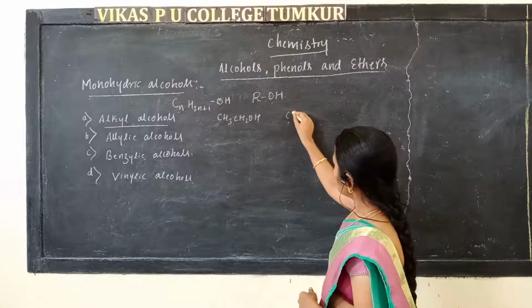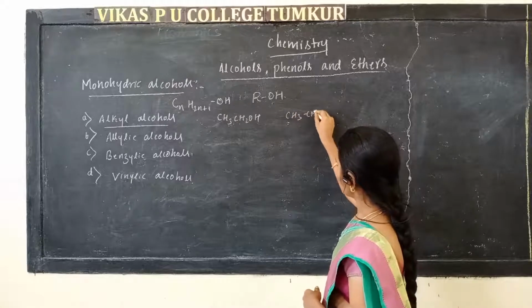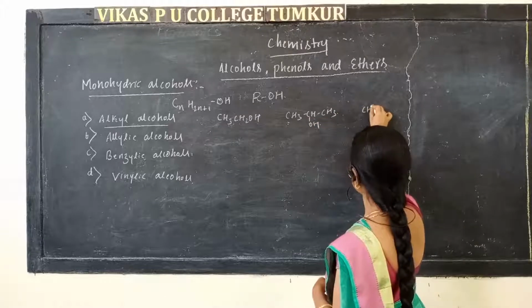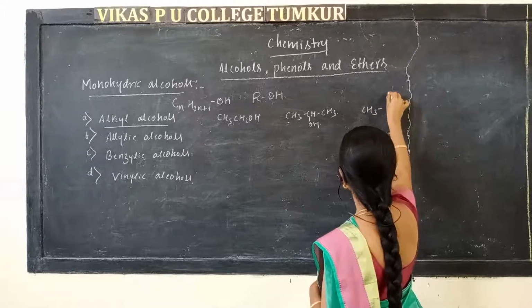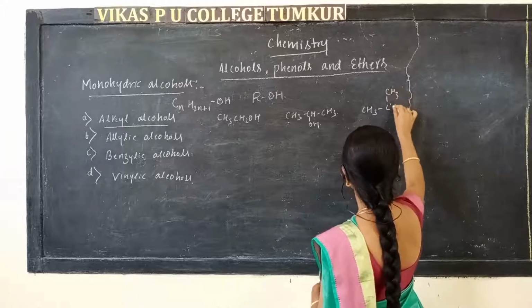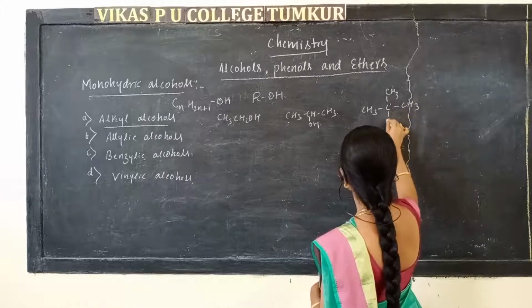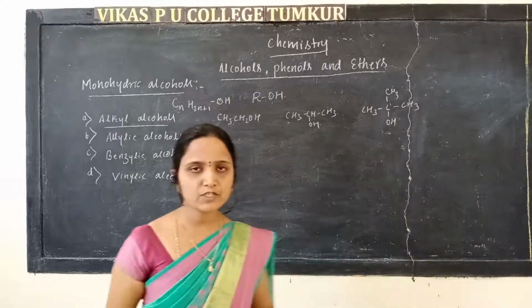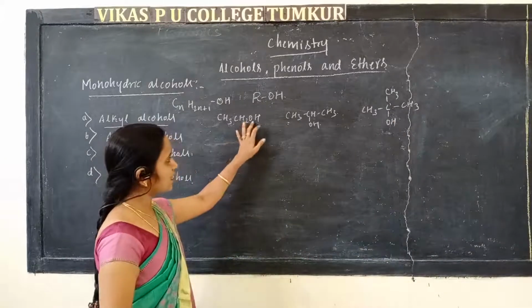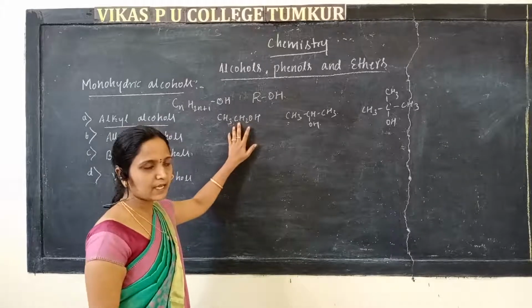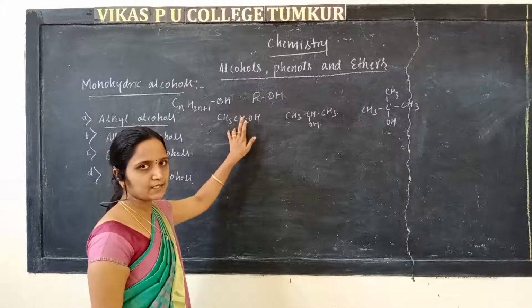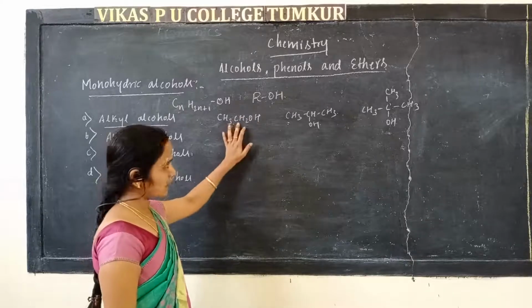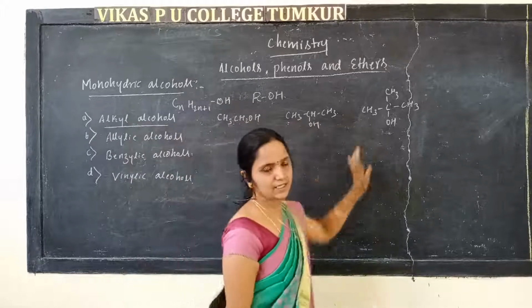Again, there is CH3OH, and then CH3CH(OH)CH3. In these you can see that these are open chain saturated compounds. In this the OH is attached to an sp3 hybridized carbon. The OH is attached to an sp3 hybridized carbon in all these three cases.